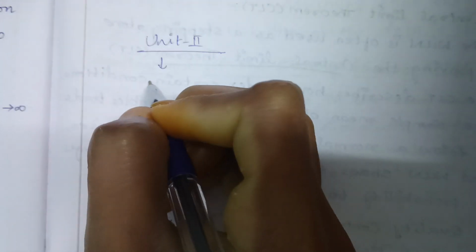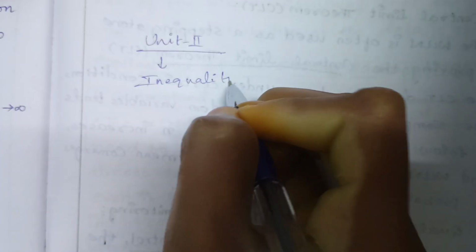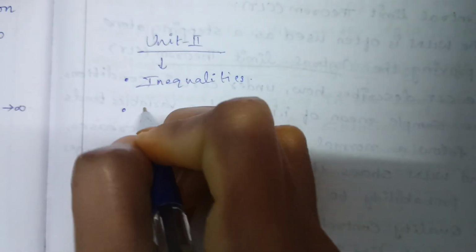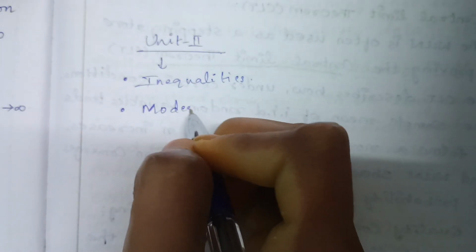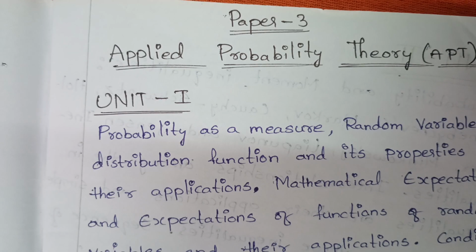If we wrap up the things in unit 2 and unit 3, in unit 2, the first one is inequalities. This is the first topic. And the next one is the modes of convergence.